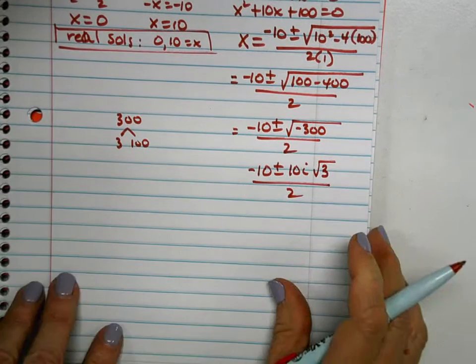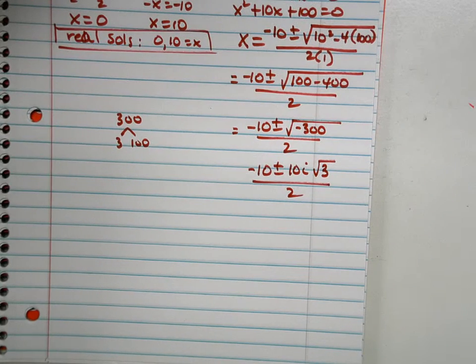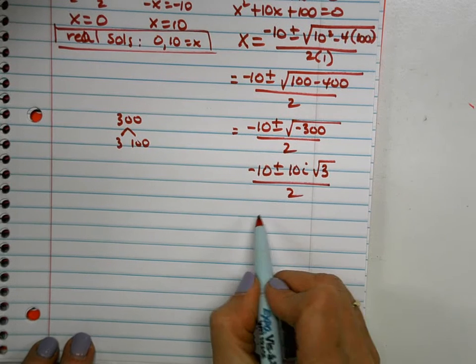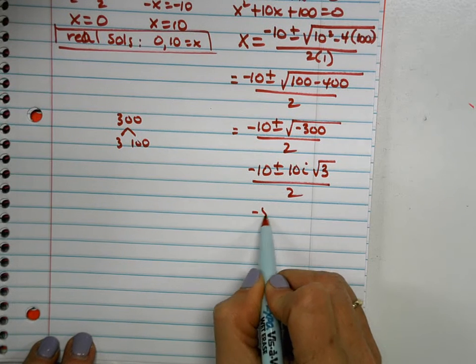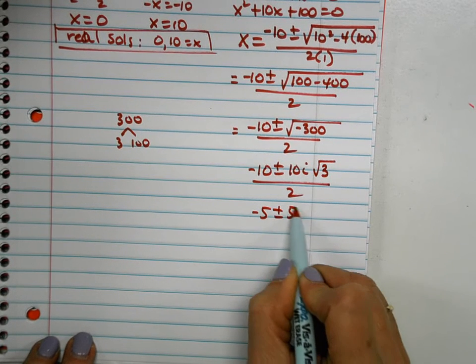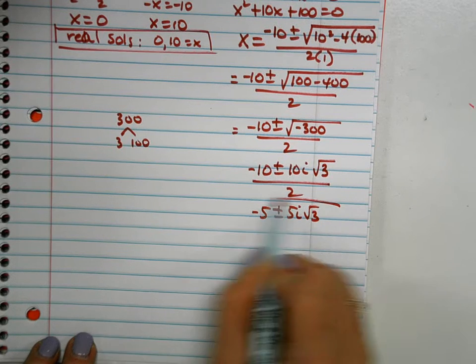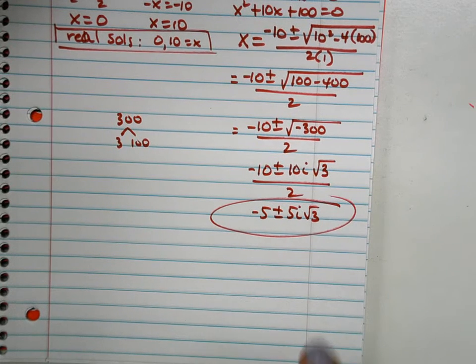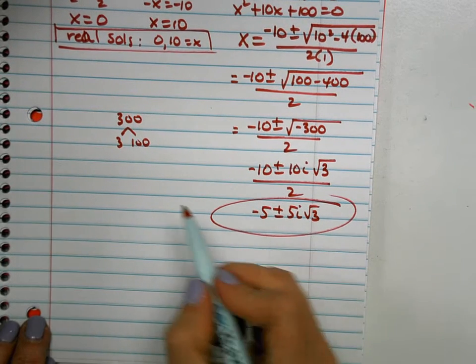Yeah? Okay, now can I cancel a 2 out of everything? Yeah, what would be left? Perfect. Negative 5 plus or minus 5i root 3. Those are the imaginary solutions.